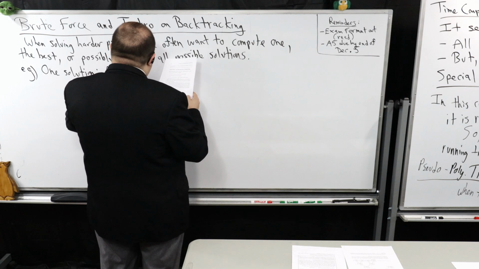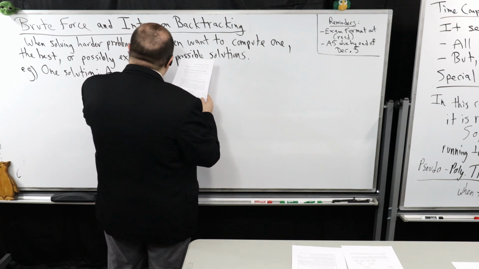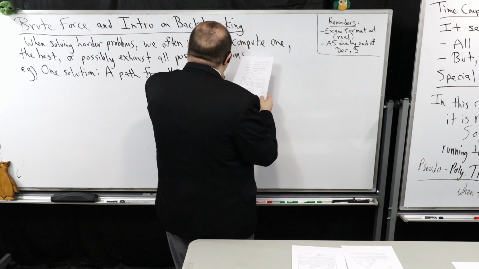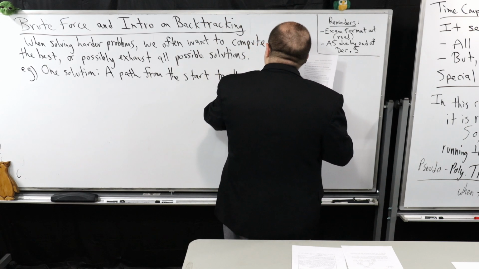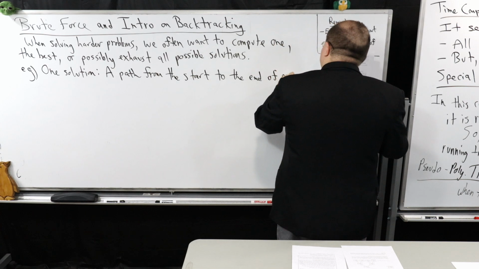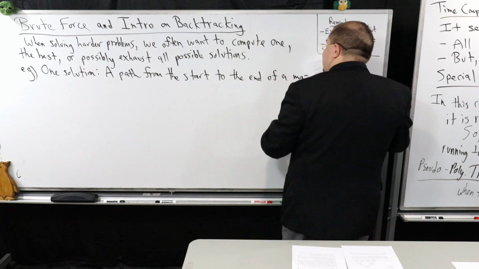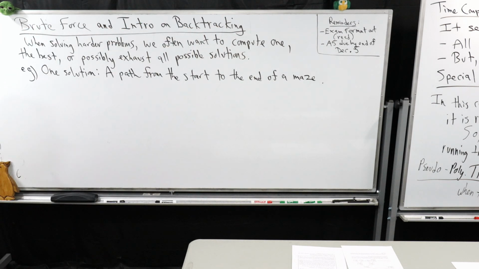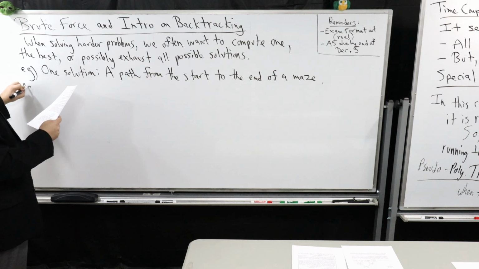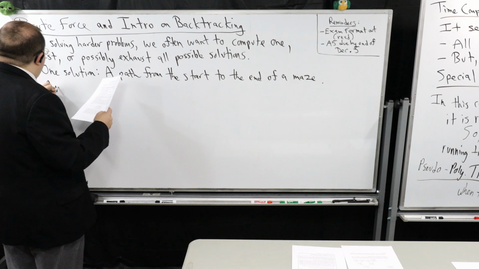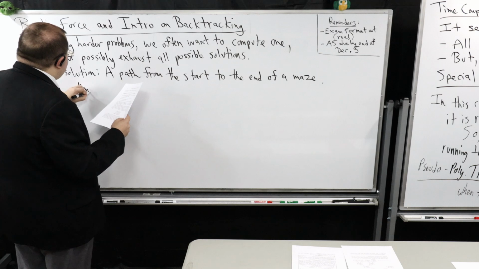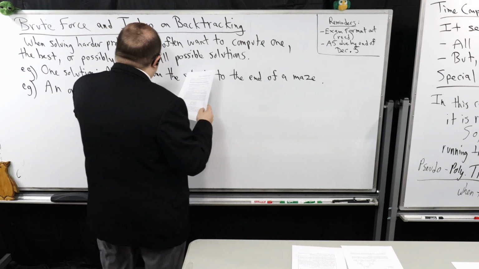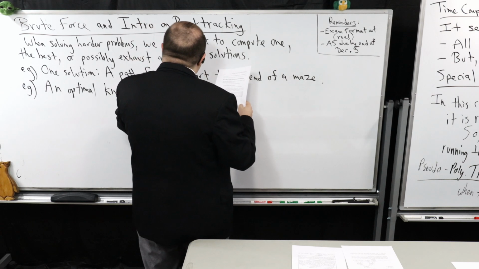Suppose we want to find a path from the start to the end of a maze. So in this case, we just need to find some path, right? That's all we really need to do. We may want to find an optimal knapsack, just like in our problem we had before. So this is an example of a best solution.